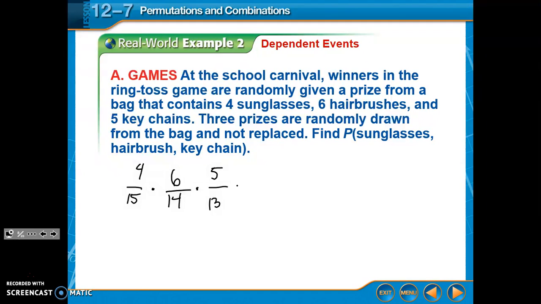So this is going to be the probability of picking those 3 things. So I'm going to do 4 times 6 times 5, and I get 120. And then I do 15 times 14 times 13, and I get 2,730. And so then I just want to divide those if I can. And that reduces to 4 over 91. So there's a 4 out of 91 chance of picking sunglasses, then a hairbrush, and then a keychain.